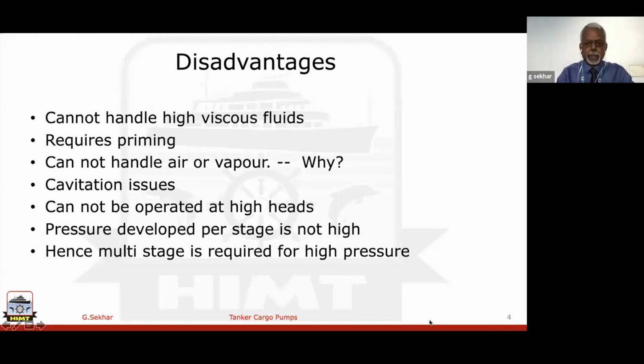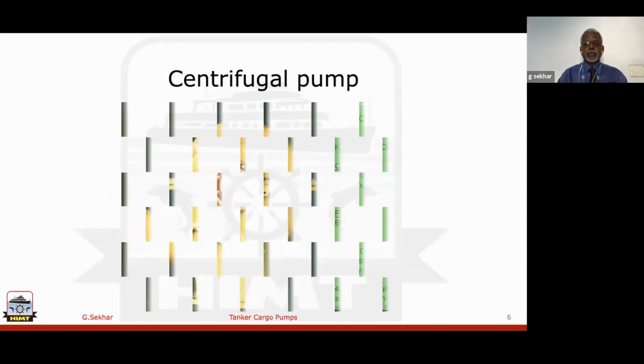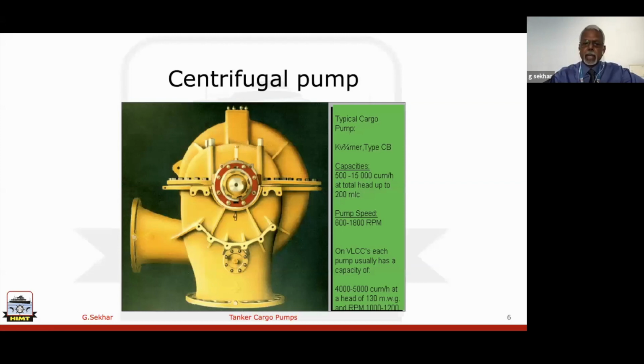And of course, the basic pump concept is like this. This type of volute casing, and in fact, many of the higher capacity pumps have double volute casing, which we have already discussed. So many of the cargo pumps of higher capacity are of that nature. If you just look at this particular pump, it is from an oil tanker.